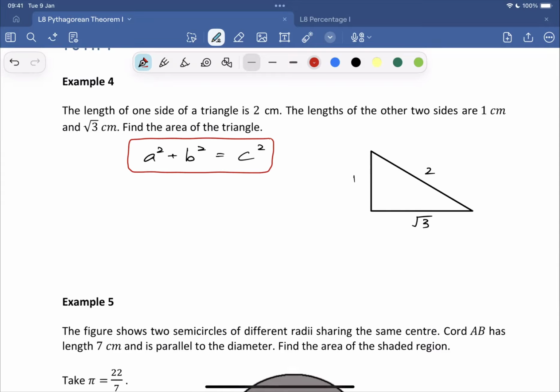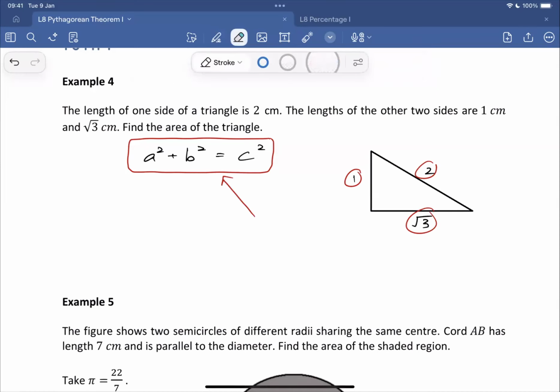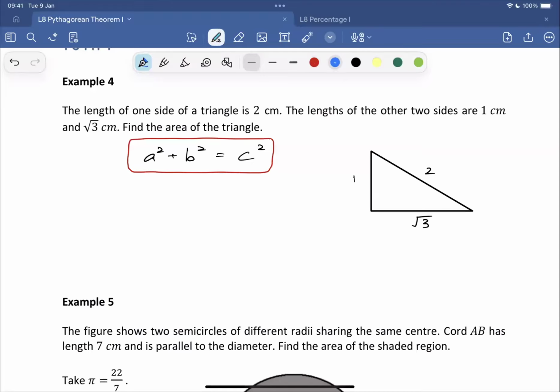So students, Pythagoras theorem works on right-angled triangles. If it is not right angle, then Pythagoras will not work. So if the three sides of a triangle satisfy this equation, then we can say that it is a right-angled triangle. So let's see whether this is a right-angled triangle. 1 to the power of 2 plus, what is the next one? Square root 3 to the power of 2, equals to 2 to the power of 2.